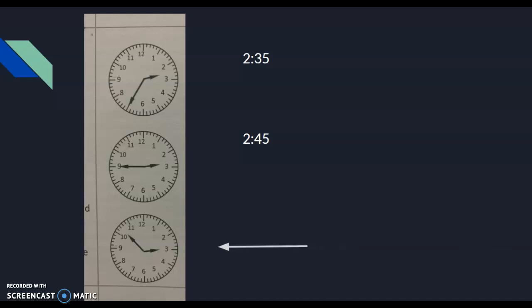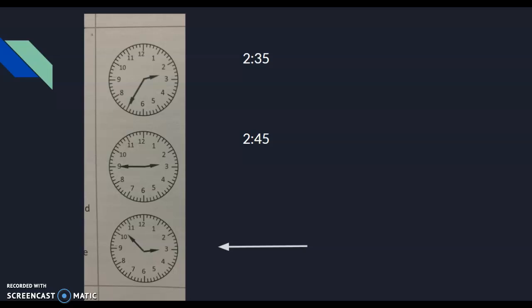All right, now let's look at that last clock. What time does that clock say? Well, it looks like the hour hand is on the 3, doesn't it? We're pretty close. But if you see how far the minute hand is into the hour, that gives it away that it is towards the very end of the hour.